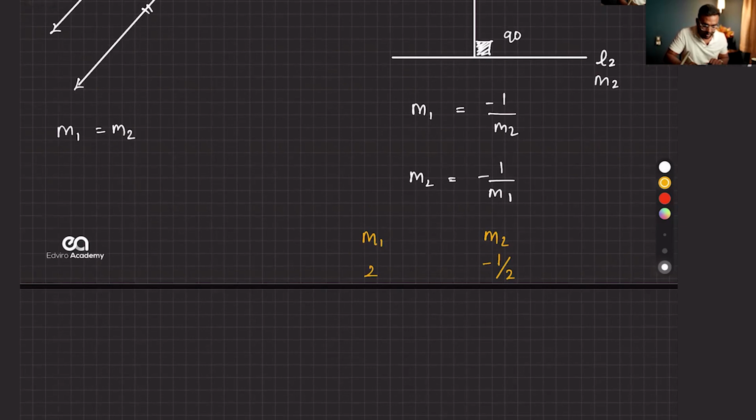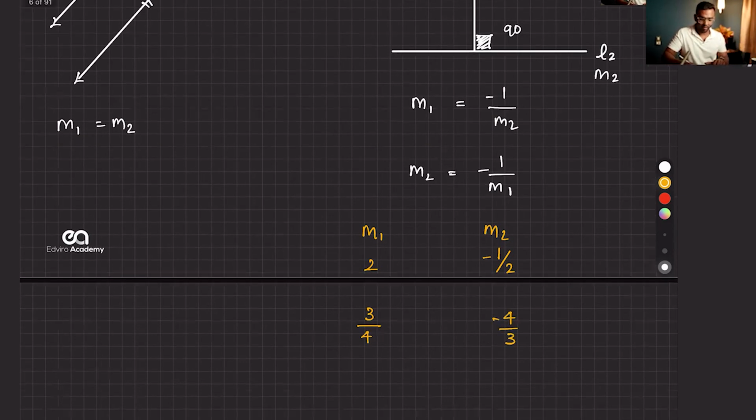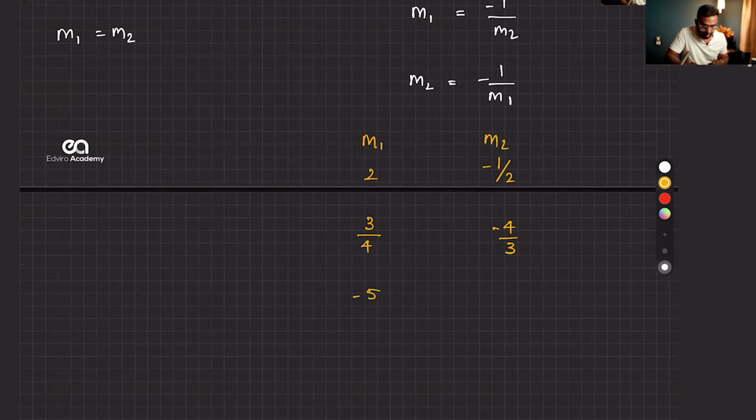Now, let's say 3 by 4, what is the negative reciprocal of 3 by 4? If it was a fraction, it would be minus 4 by 3. Okay, that is great. What if it was minus 5 by 2? If the first gradient was itself negative, absolutely, this will be 2 by 5. When you have the negative reciprocal of a negative fraction, it would become positive.